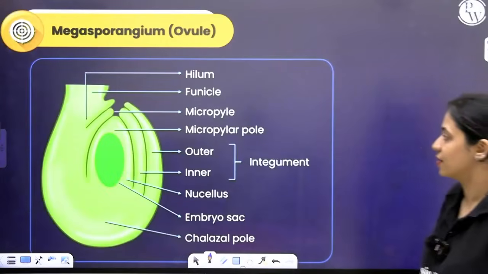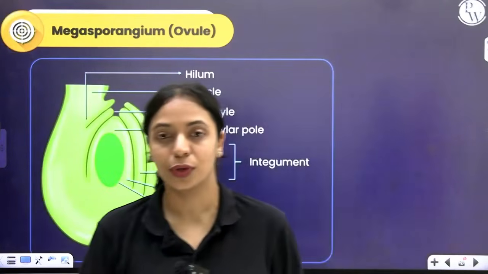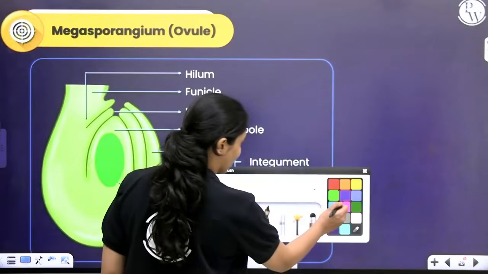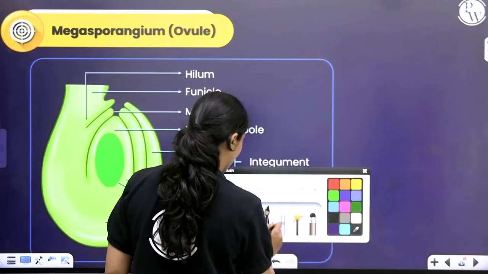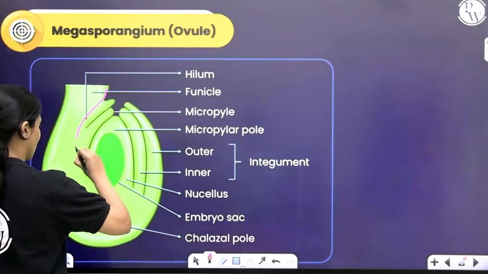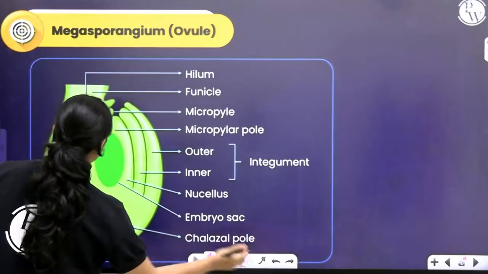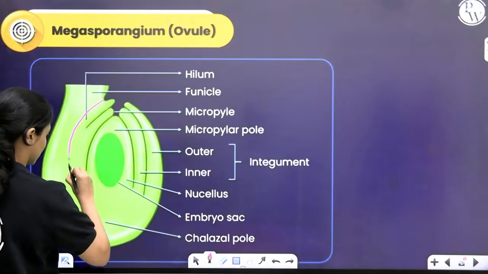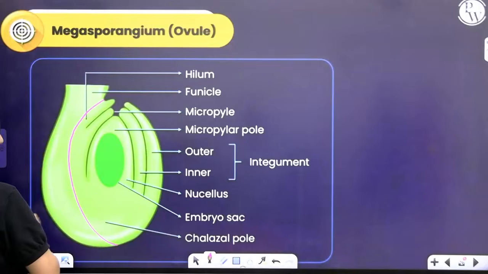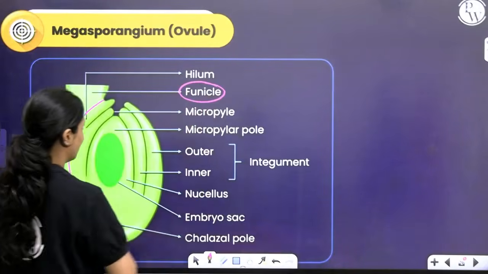Now, let's understand the structure of the ovule or the megasporangium. It has a stalk that we call the funicle. I will outline it for you over here. So this is the stalk of the ovule. The stalk is called the funicle.